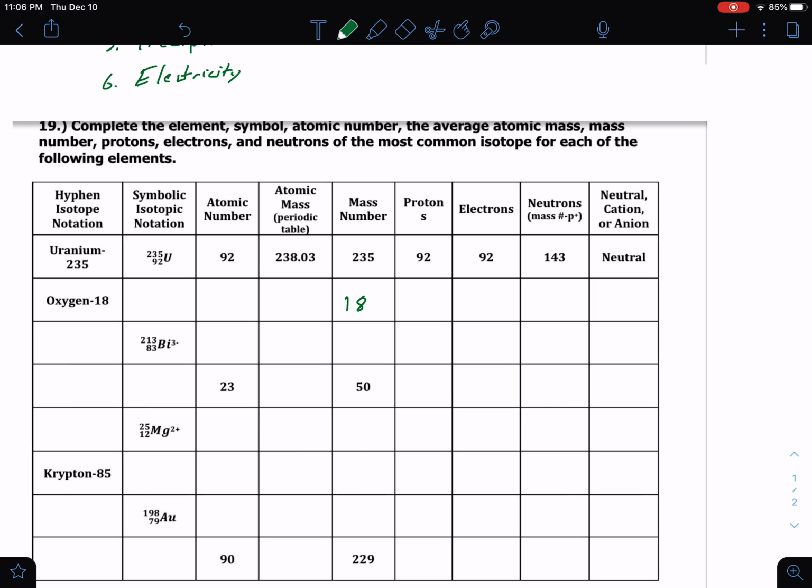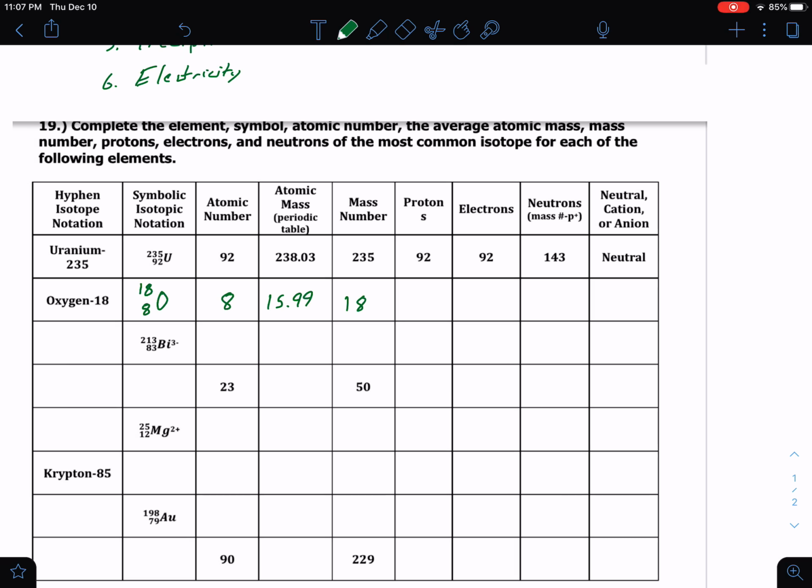Symbolic notation is where you just take the element symbol, so O for oxygen. The mass number goes on top, and then the atomic number, or number of protons, goes on bottom. If you look up oxygen on the periodic table, it has an atomic number of 8, so 8 is going to go on bottom. You can fill in 8 right here. The mass on the periodic table would be 15.99.